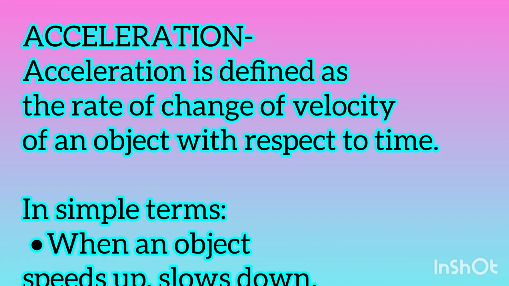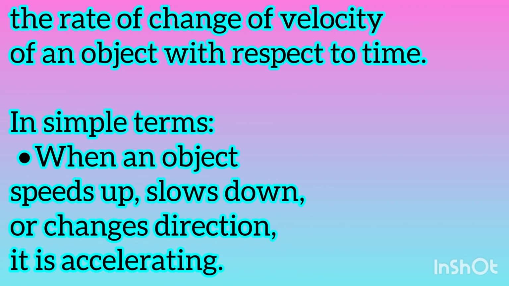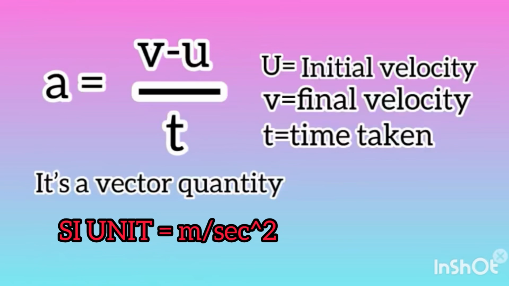Let us first understand what is acceleration. So acceleration is defined as the rate of change of velocity of an object with respect to time. In simple terms, when an object speeds up, slows down or changes direction, it is accelerating. Its formula is a = (v - u)/t, where u is initial velocity, v is final velocity and t is time taken. Acceleration is a vector quantity. It has both magnitude as well as direction.